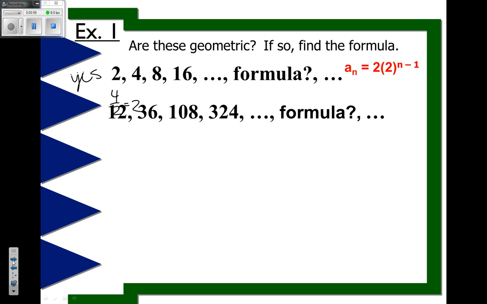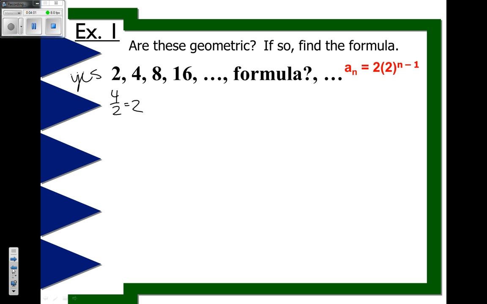So when we find the formula, we say that a sub 1 is always your first term. So right here, we're going to put in 2. r, which is our common ratio, is whatever we divide this by this to get this. So this is r. So 2 goes inside the parentheses, and then you just put it to the n minus 1 power.